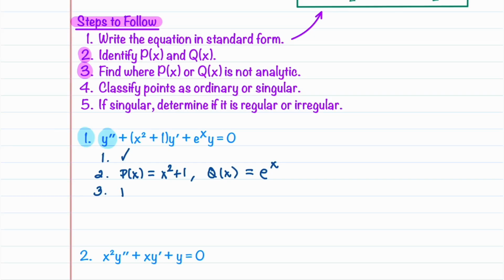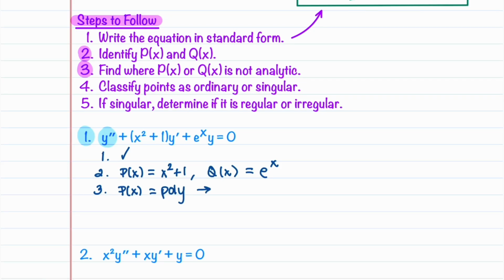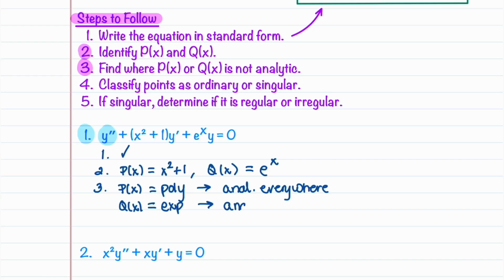P of x is a polynomial, and polynomials are analytic everywhere. So we'll say that p of x is analytic everywhere. Q of x is an exponential function, and exponential functions are analytic everywhere because you can write them as a Taylor series. So let's just write down that this one is also analytic everywhere.